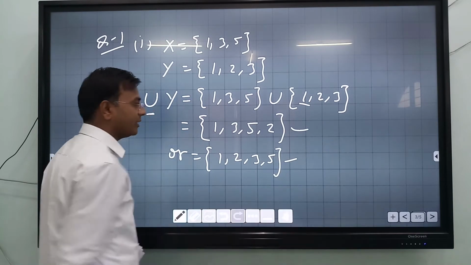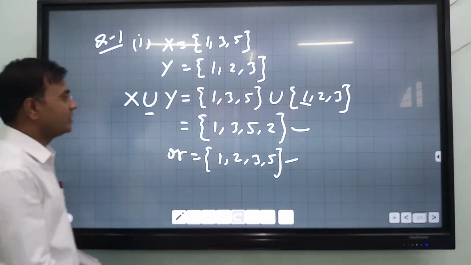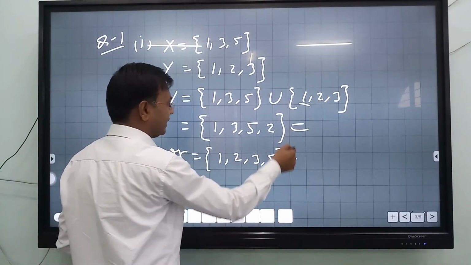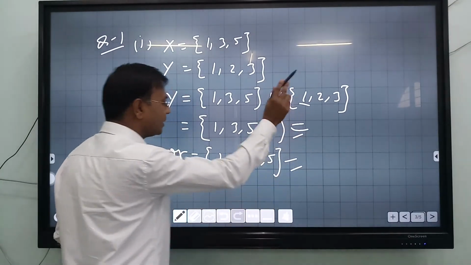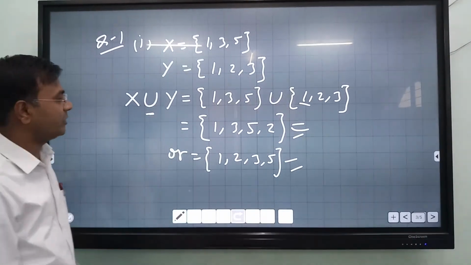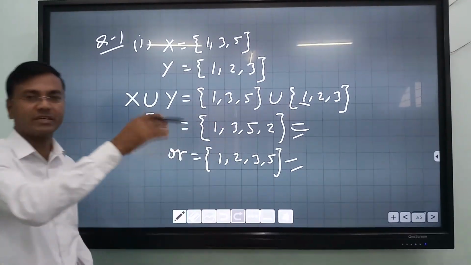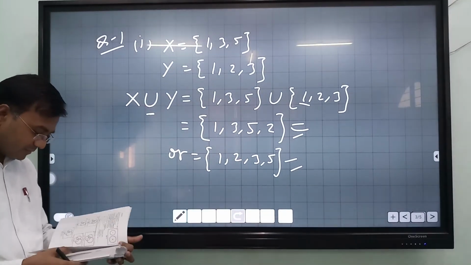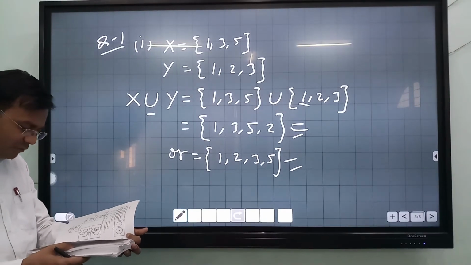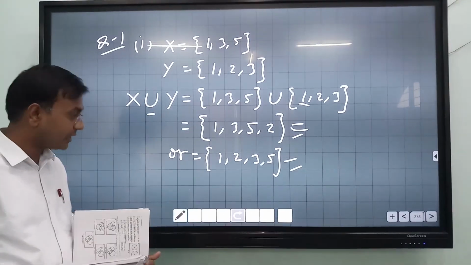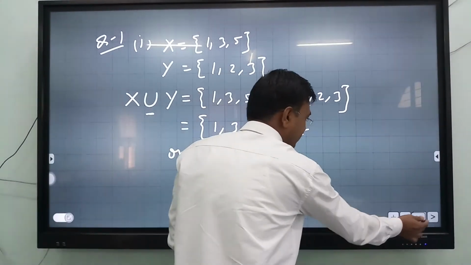In a set, order is not important. You can write in any order. 1, 3, 5, 2 is also correct, and this one is also correct. So you should not be bothered about writing in order or in sequence. Write the elements in any order. Same as this, you can do the second, third and fourth parts. If you have any doubt, you can ask.